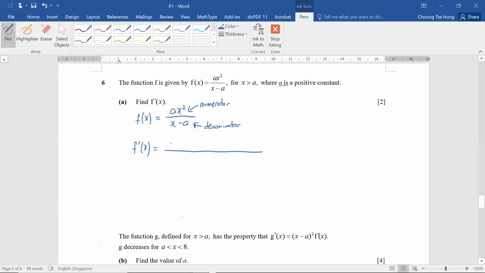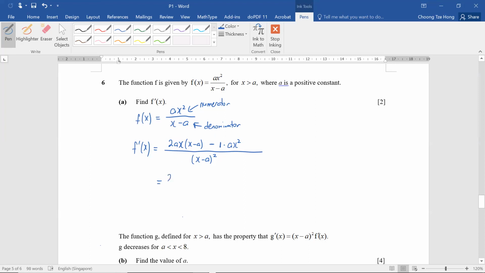We differentiate the numerator first, so you'll get 2ax. Then we won't touch the denominator, so we multiply it by the denominator. Then we subtract. For the second part, we differentiate the denominator instead. Differentiating x minus a leaves us with 1, which we multiply by the numerator. The denominator of f prime x will be the original denominator squared.